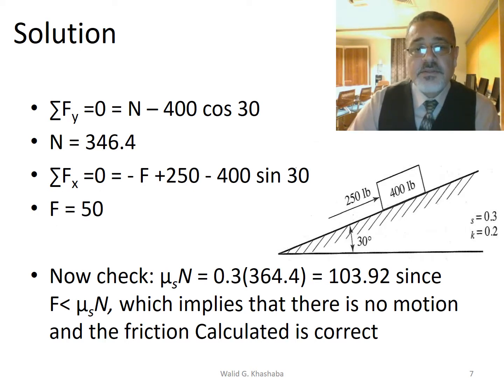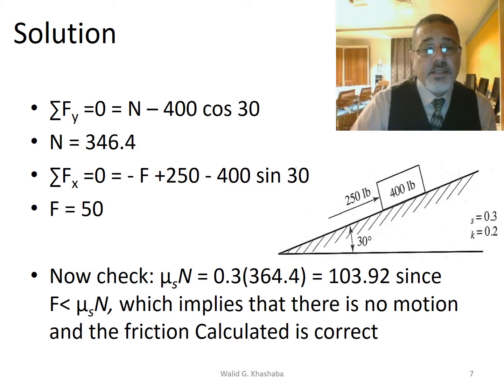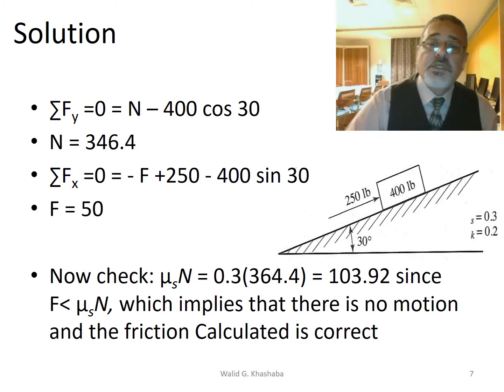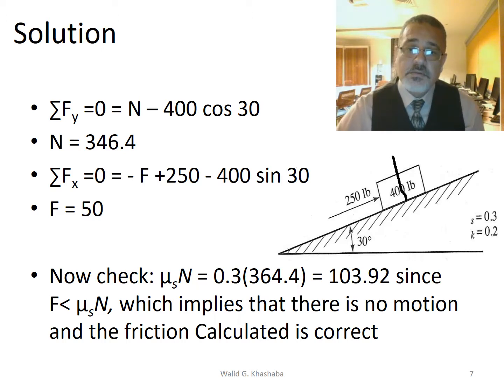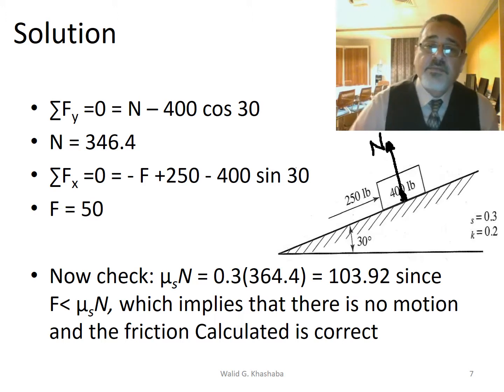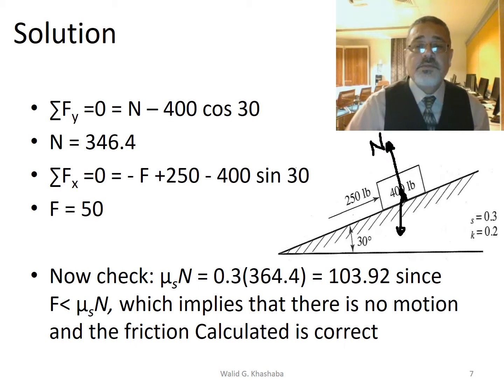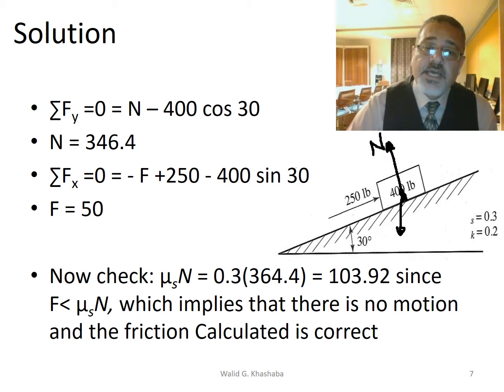Well, there's N, of course, and N is the normal force, normal to the surface here, and as you know, there's a weight here. The 400 pounds is here. Well, we have to analyze this weight, which is 400, in these two directions.